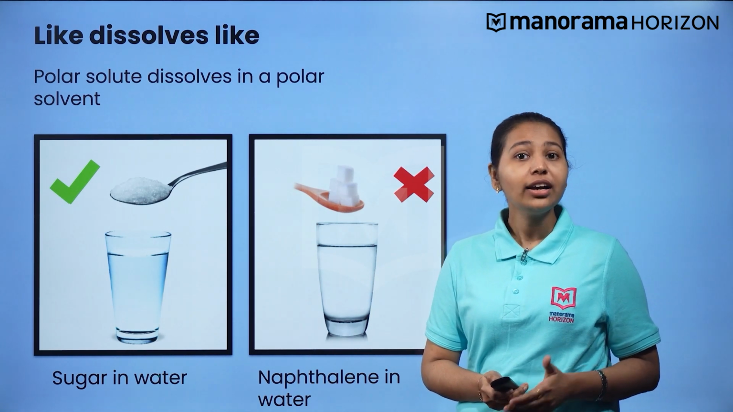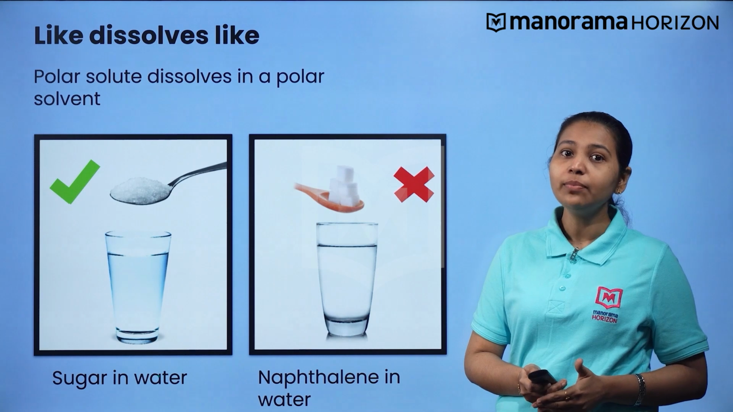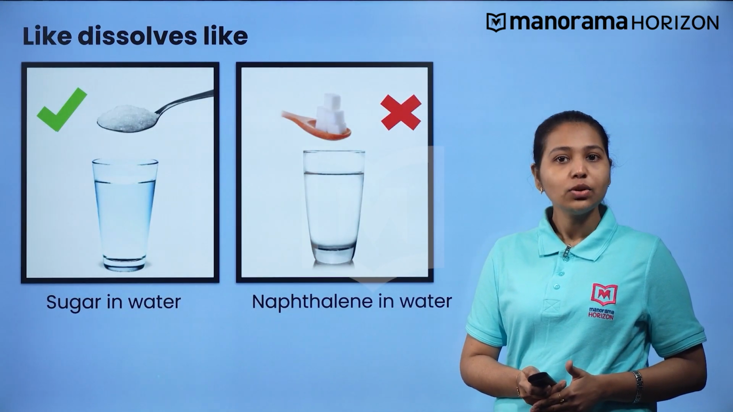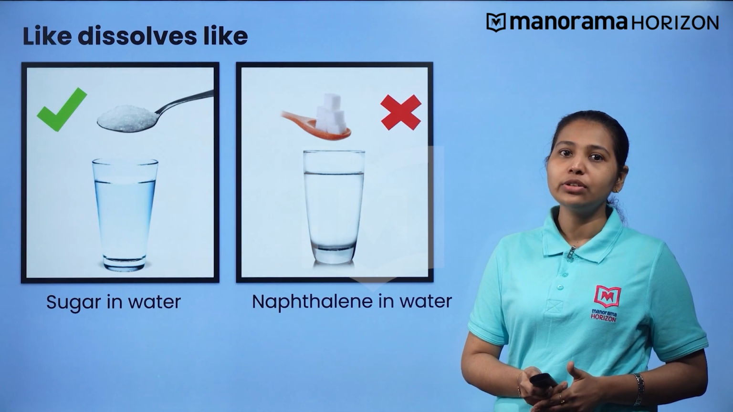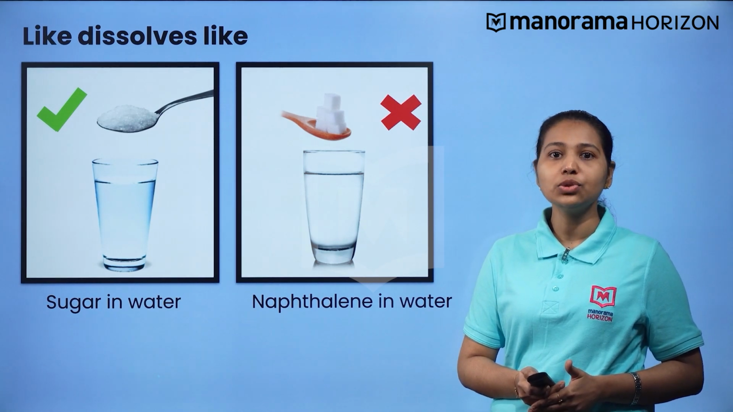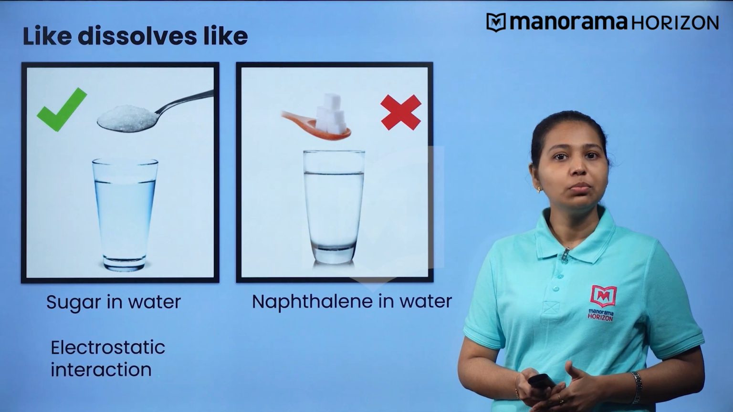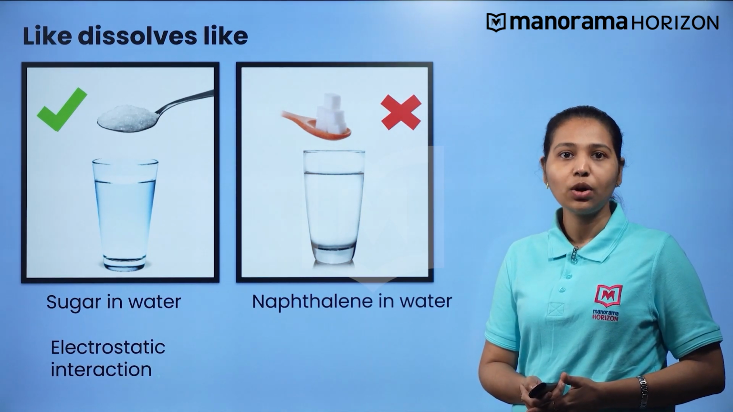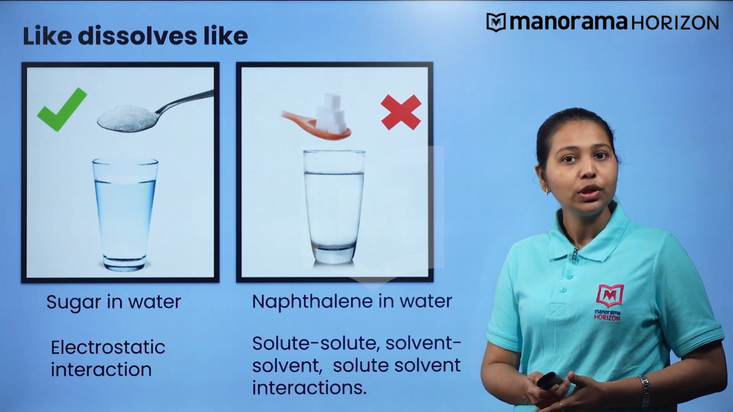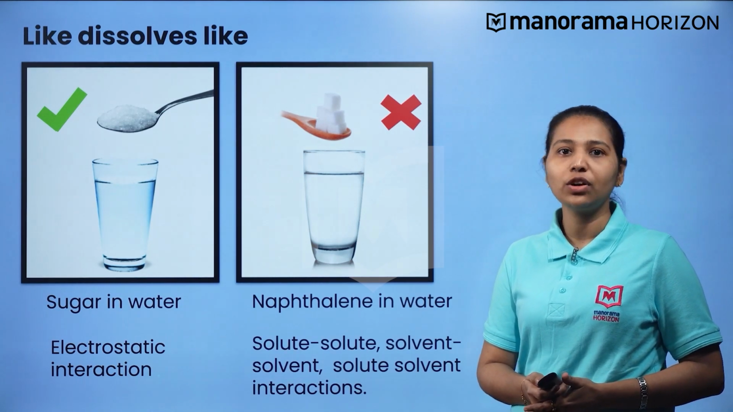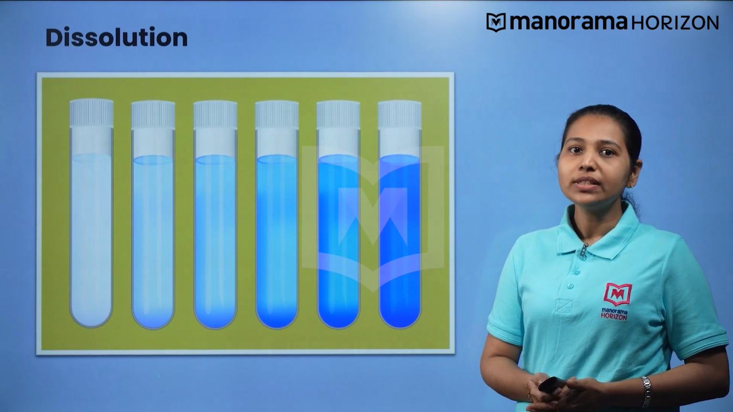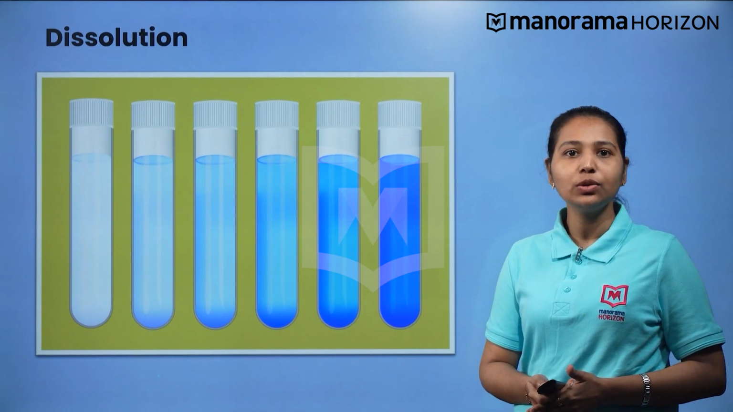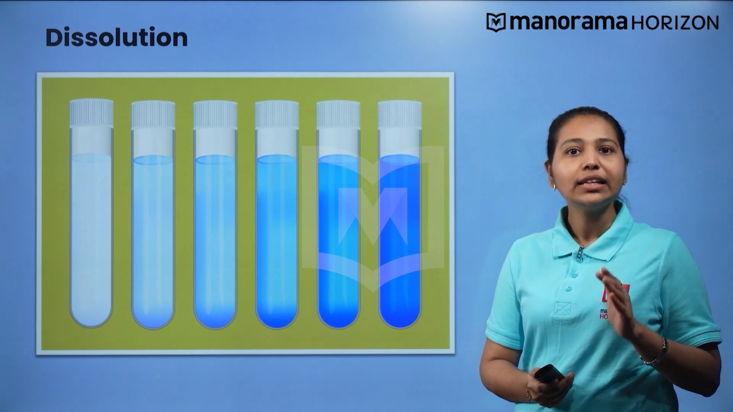That is, polar or ionic molecules like sugar or sodium chloride are soluble in water. The solubility of ionic or polar solutes in polar solvents is due to the electrostatic interaction between molecules, whereas the solubility between non-polar solutes and solvents are due to similar solute-solute, solute-solvent and solvent-solvent interactions. When a solid solute is added to solvent, the solute dissolves and its concentration increases in solution. This process is known as dissolution.